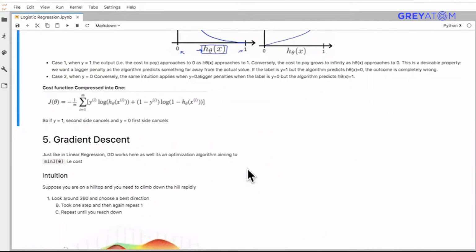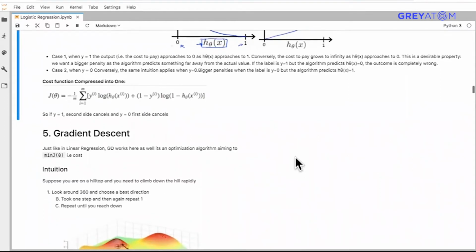Next is, so guys, any doubts on the cost, how we minimize the cost, how we derive the cost, something like that? Okay, let's just move forward then.